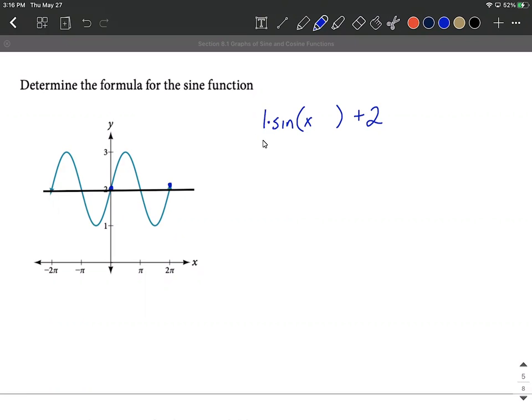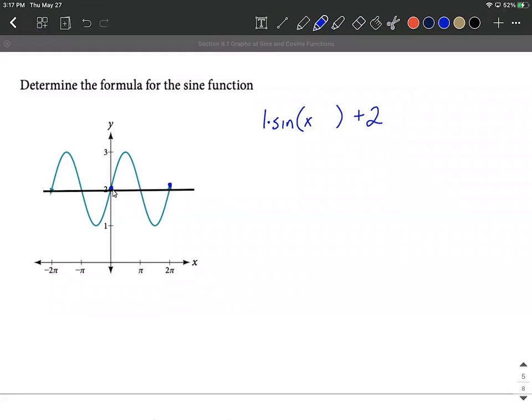The only other thing to double check is, do we have some sort of phase shift going on? Has the entire graph been picked up and moved to the right or to the left? In this case, because we start at the y-axis at an x value of 0, I would say that this graph has not been picked up and moved to the left or to the right. Technically, you could say, well, it's been moved to the left 2 units, and it actually starts over here, at 2 pi units. But that's just complicating things more than we need to.